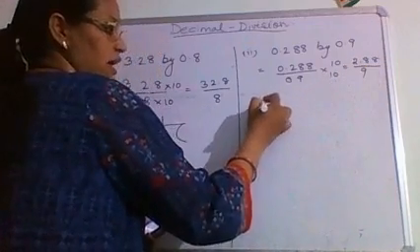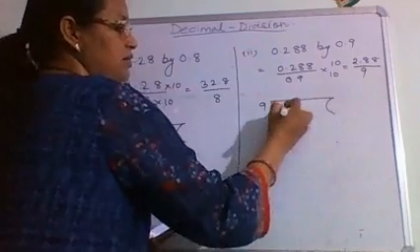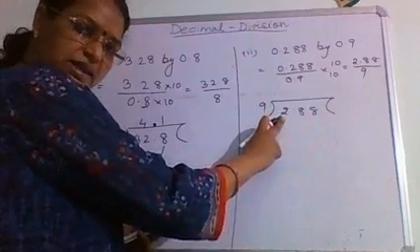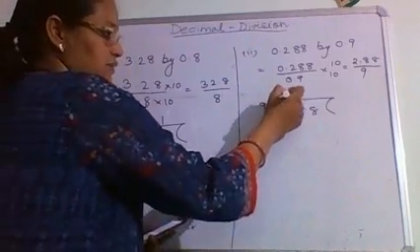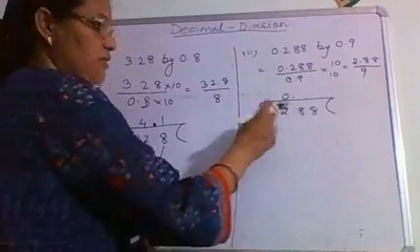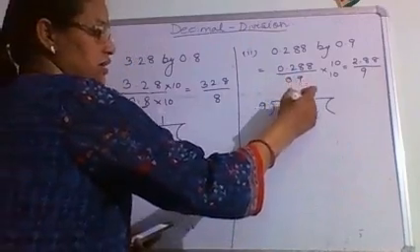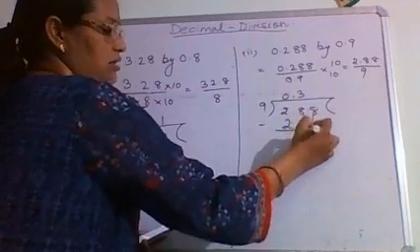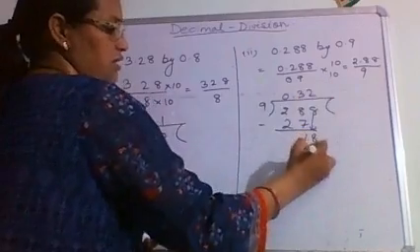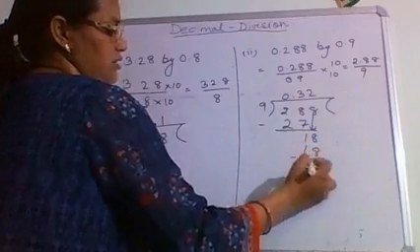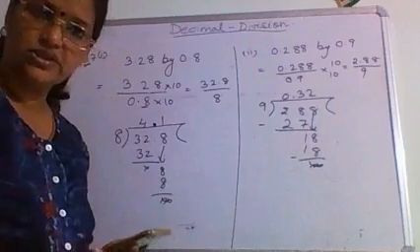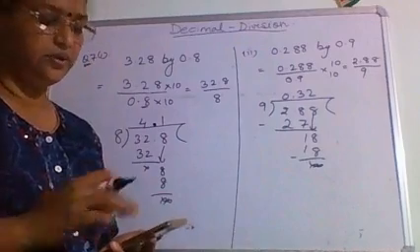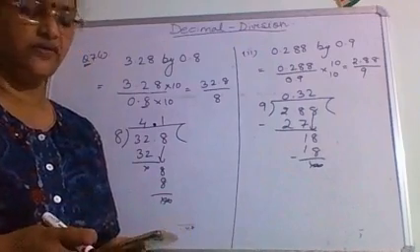So 9 here and 2.88. The whole part is less than my divisor, so I will take the decimal only. So this will become 28. 9 threes are 27. Remainder 1. 8, 9 2s are 18, and so on. Finishes. Right. So this is all about the division of decimals.